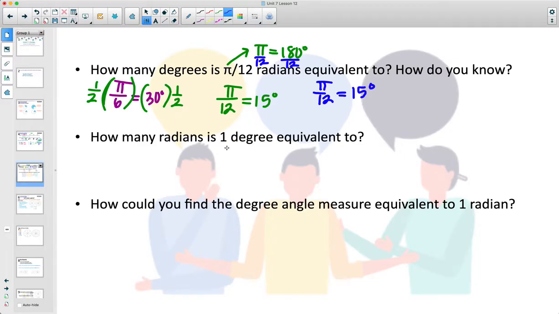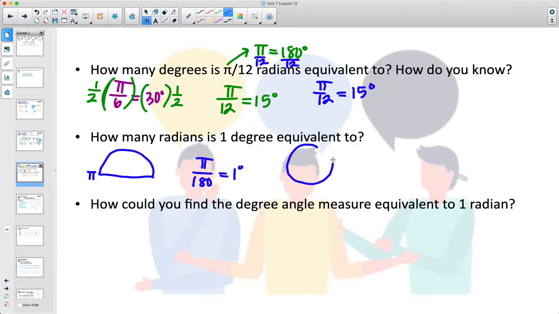How many radians is 1 degree equivalent to? Well, you can look at this a couple different ways. You could remember how many degrees are in pi. So there's 180 degrees here. So we'd have to split this into 180 equivalent pieces. So pi divided by 180 would equal 1 degree. You could think about it that way.